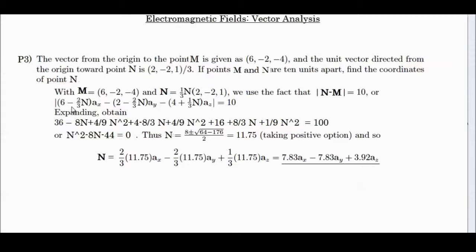Now computing this n minus m and requiring the absolute value to be equal to 10, we form this equation. We expand it by using the norm formula, and we get the following quadratic equation in terms of n, the value to be determined, the absolute value of the n vector. So n is computed as 11.75. N has two solutions. This is a quadratic equation, so it has two solutions. We take the positive solution, and so the n is given by this vector. This is actually the n vector.